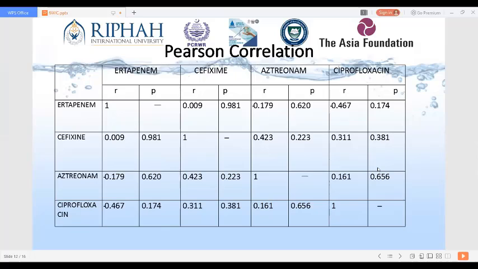as we know that the p-value is greater than 0.05. And for cetirizine, we see that it has a moderate, medium positive correlation with the aztreonam antibiotic and the ciprofloxacin. And both antibiotics are not statistically significant with cetirizine, while aztreonam has a very weak positive correlation with ciprofloxacin, and it is also not statistically significant.